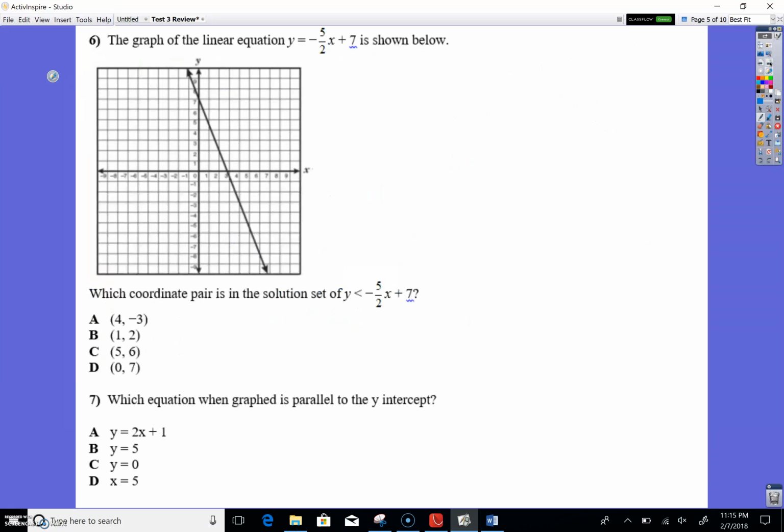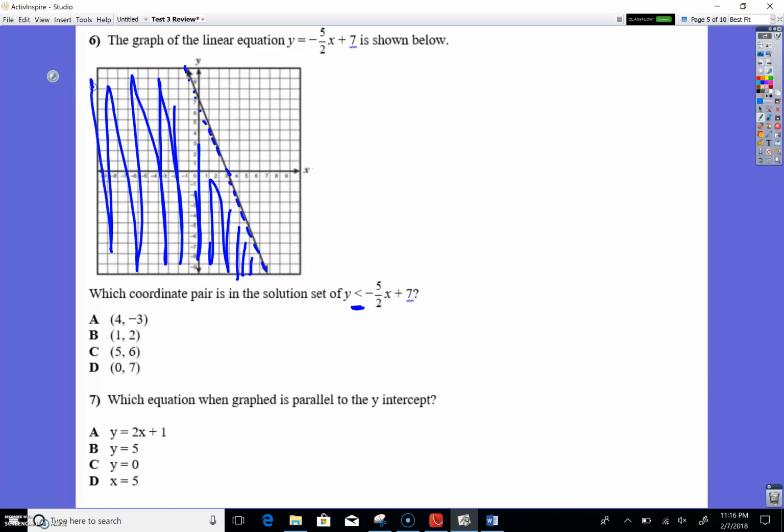All right, number 6. They graph the linear equation. It looks like this. Which coordinate pair is in the solution set? All we need to do here is, because this means a dashed line and this means less than, less than means we should color underneath, kind of like our water. But if you don't know, you can just color it in the calculator.